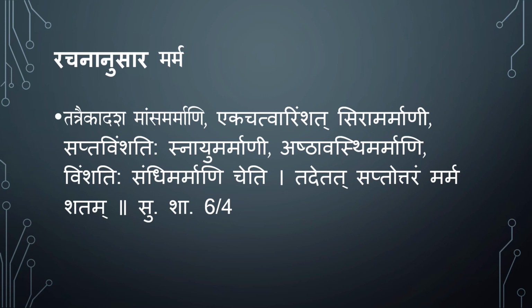Already we have discussed about the marma classification according to the Rachana. Here mamsamarma are ekadasha, 11 in number, siramarma ekachatwarinshat, that is 41 in number, snayumarma saptavinshati, 27 in number, asthimarma ashta, 8 in number, sandhi vinshati, 20 in number. So total 107 marmas.